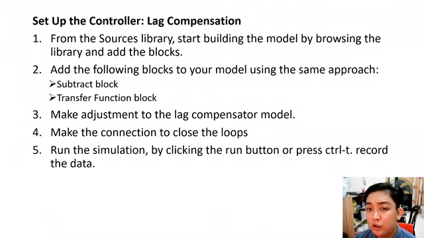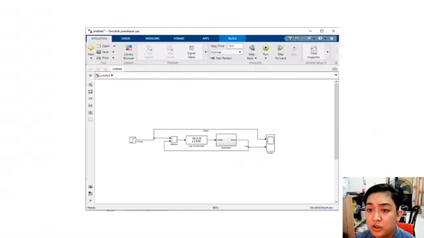Okay, like usual, we'll be going to the source library to find some blocks. What blocks we need to add is the subtract block and also the transfer function block. Once you add in the blocks, we make adjustment to the lag compensator block, specifically the transfer function block. Next we connect all the loops and we run the simulation by pressing Ctrl T.